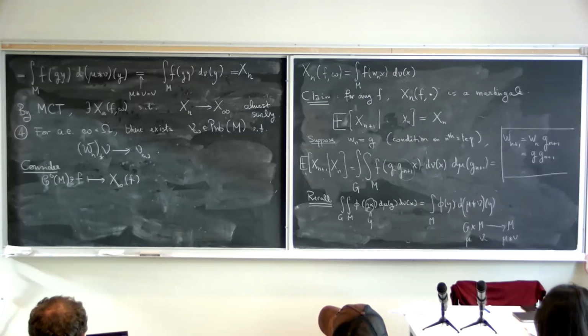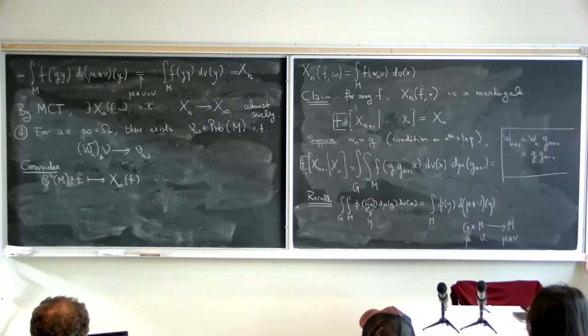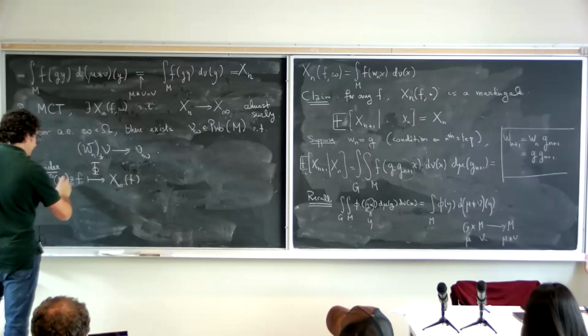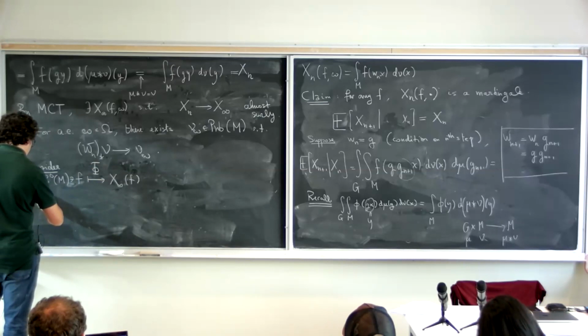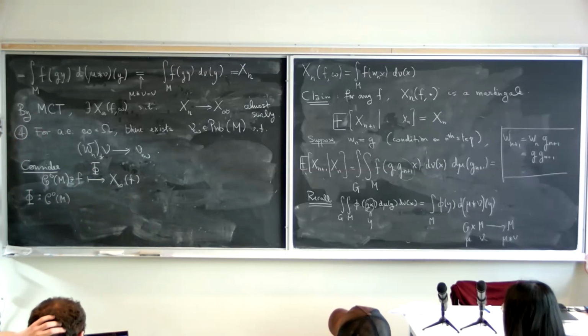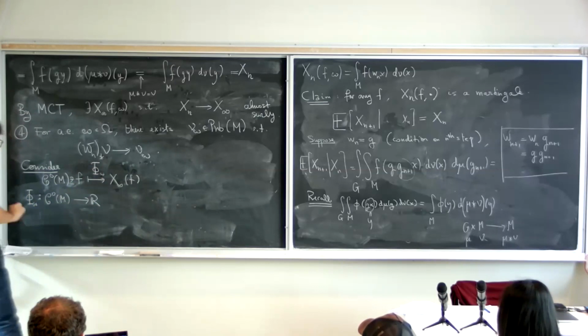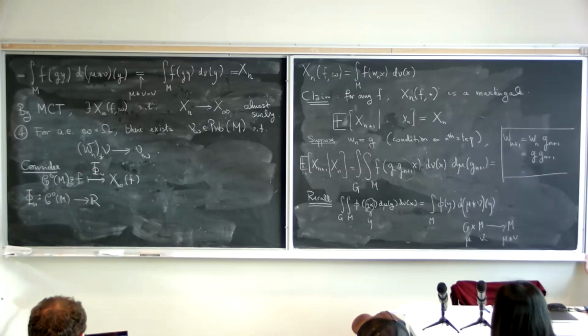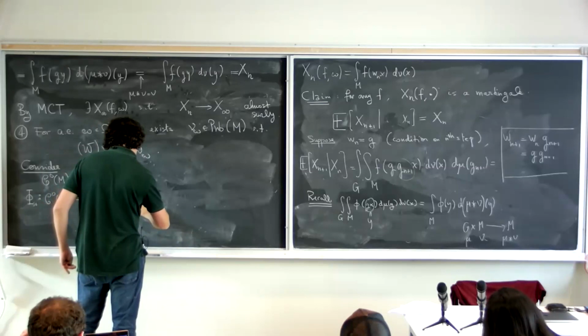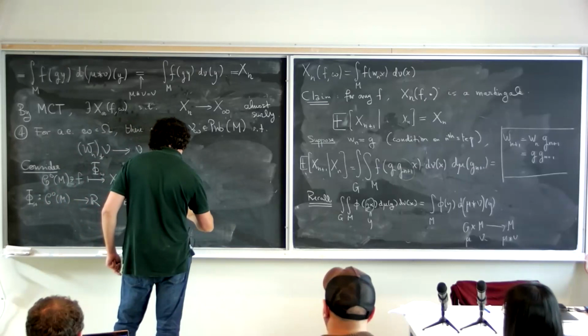Yeah, but in general, Riesz's representation theorem tells us that if you have a bounded linear functional on the space of continuous functions which is positive, then it's a measure, right? So let's call it phi. Phi is a map from C(M) into R. Yeah, this depends on omega, on the specific path. So this one is a bounded, positive, linear functional.